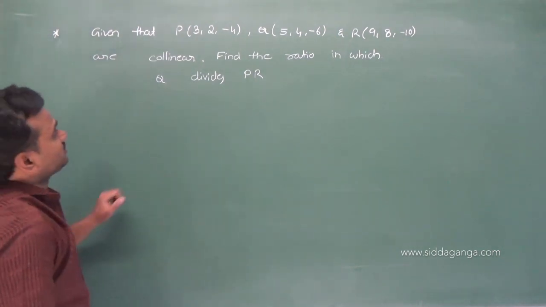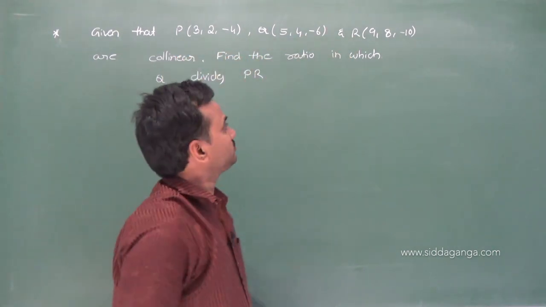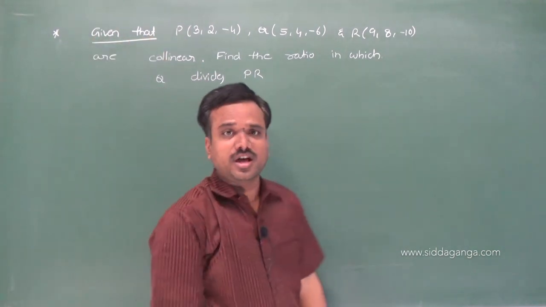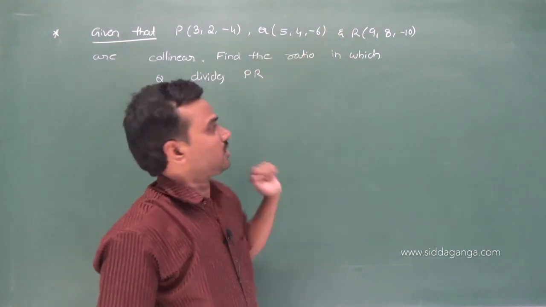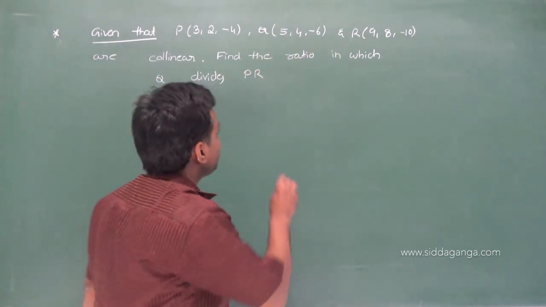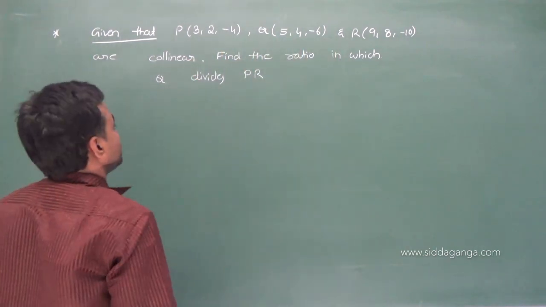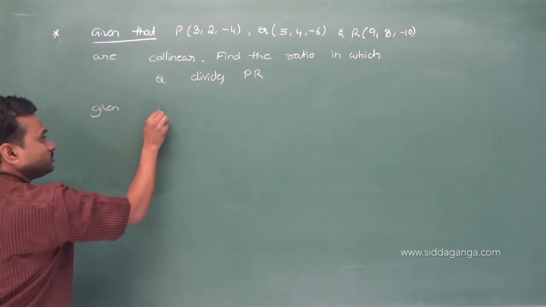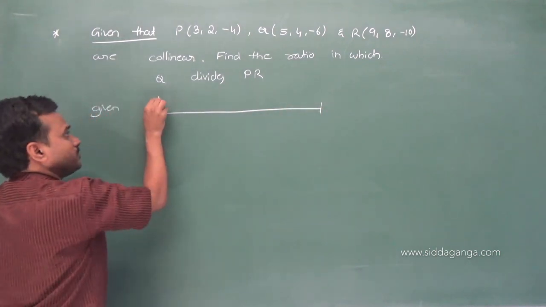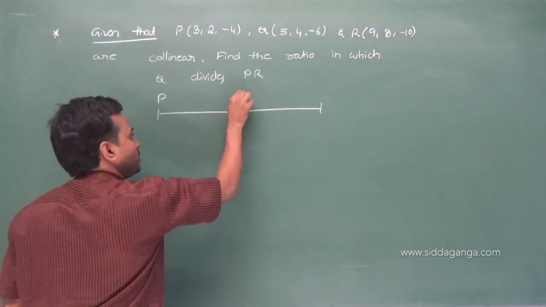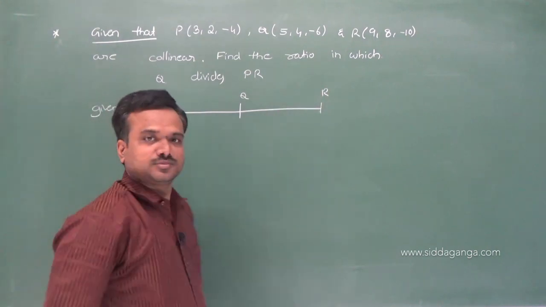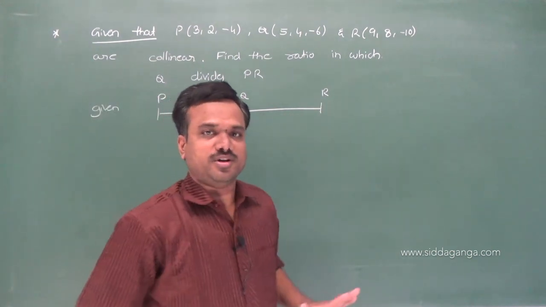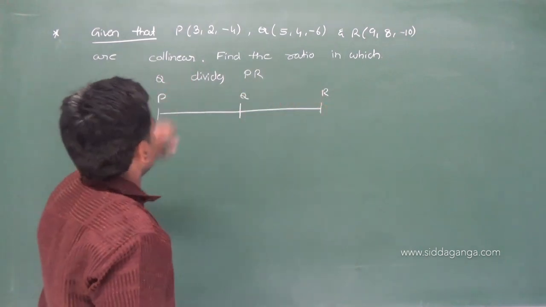Q divides PR. Observe here. P, Q and R are collinear. Given that, observe the problem carefully. Given that P, Q and R are collinear, it means what? These three points lie on the same line that I have written here. This is point P, this is point Q, and this is point R. Correct? Collinear means lie on the same line. This is given.